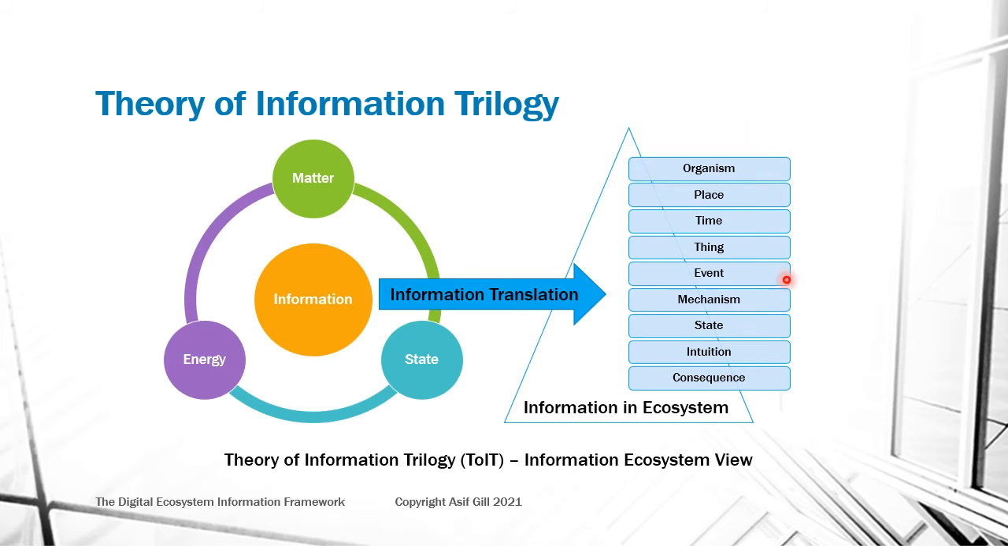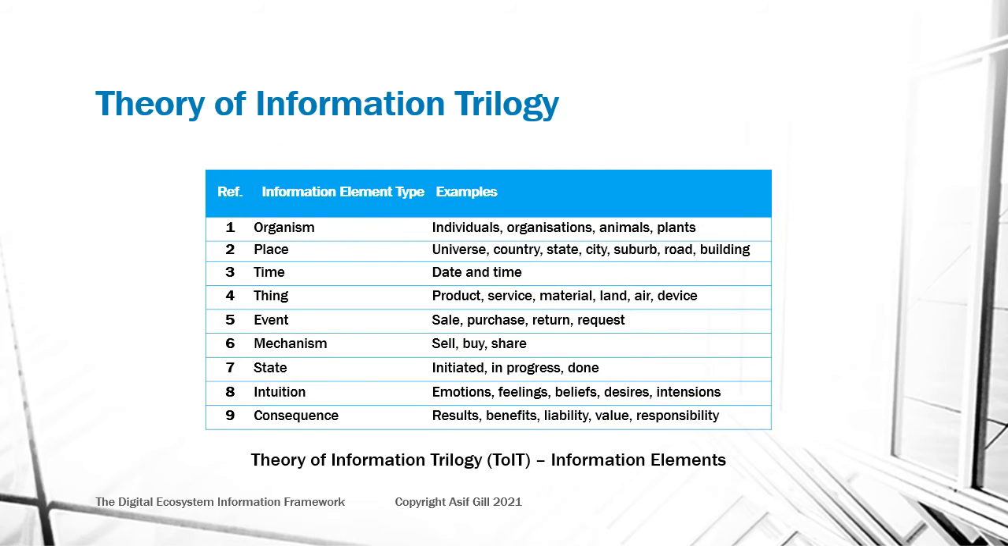Here we can see that all the things around an organism, which we call an informational organism, if we study their interactions, we can identify the high-level nine elements that we can use to identify information elements for any digital ecosystem, information ecosystem, or human ecosystem. Let's take an example of how these nine elements, derived from nature, can be used for our information ecosystem.